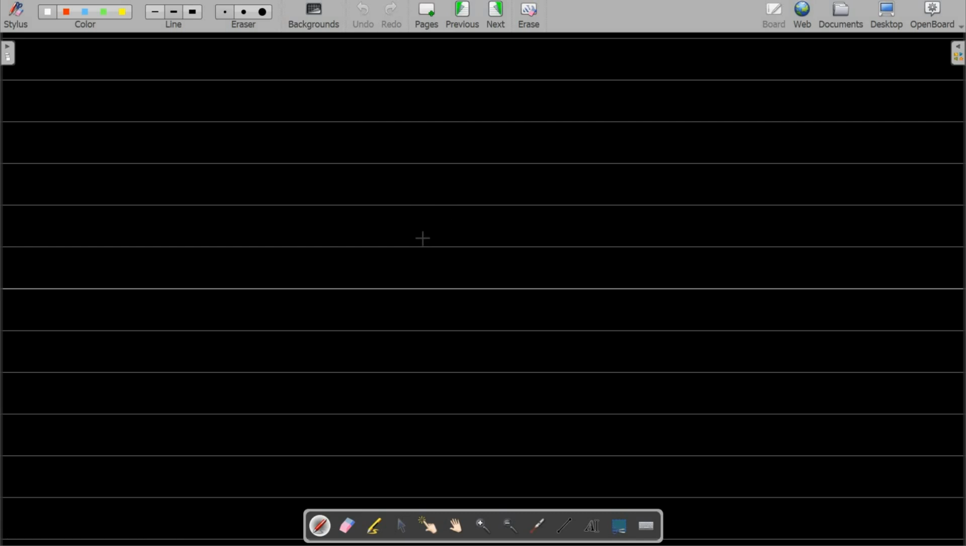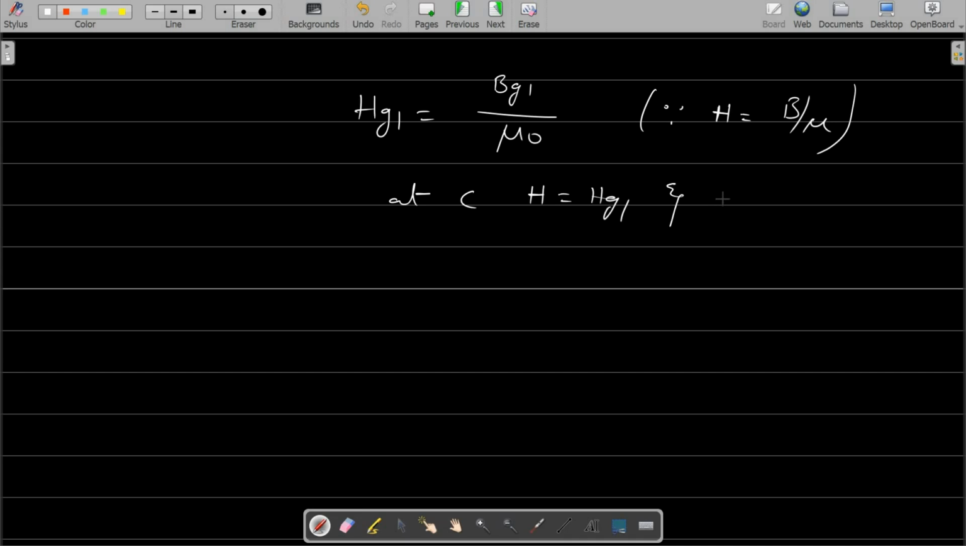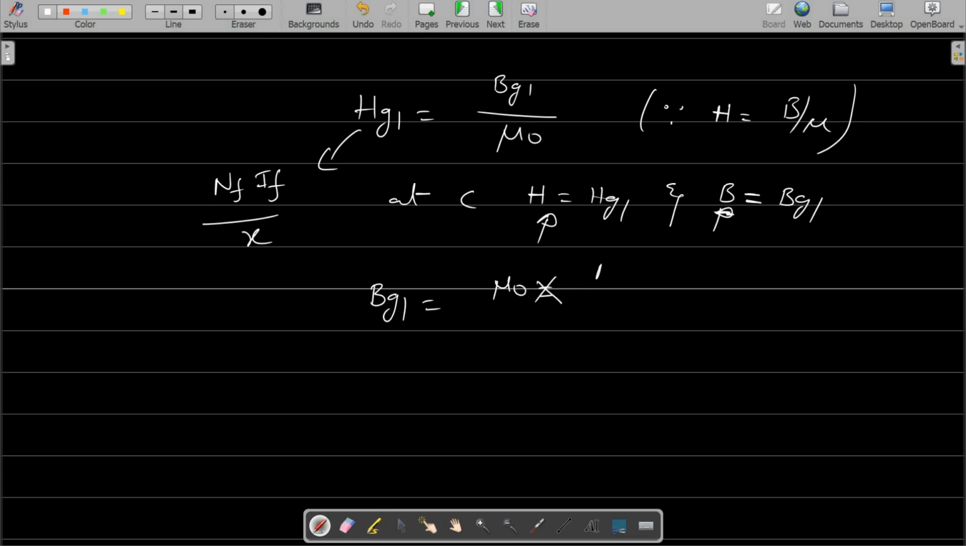Now by using that formula, I can say that Hg1 will be equal to Bg1 divided by mu 0, since H is equal to B by mu. At C, H is equal to Hg1 and B is equal to Bg1. B is the flux density and H is the magnetic field intensity, because B is equal to mu H. Now I will substitute the value for Hg1. Hg1 is nothing but NF IF by X. Then you get Bg1 as mu 0 into NF into IF divided by X. That is the value of Bg1.